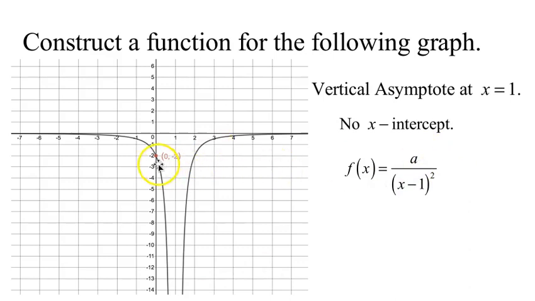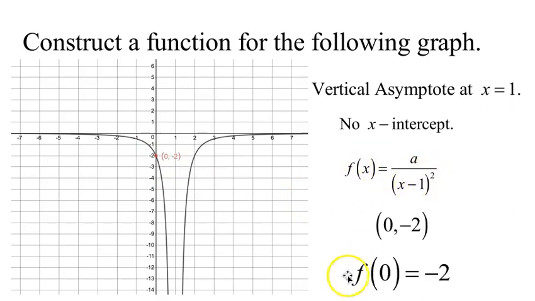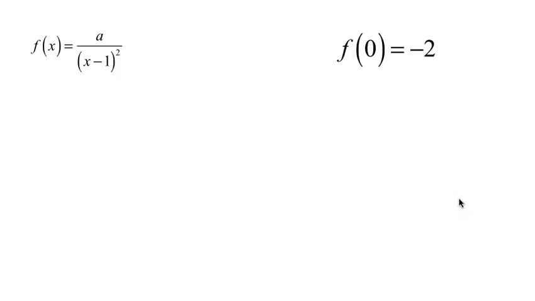Now the number I gave you, 0, negative 2, is the point, which means f of 0 is negative 2. So knowing this and this, can we solve for a? What is f of 0? A over 0 minus 1 squared. Let's take a look at that analysis.